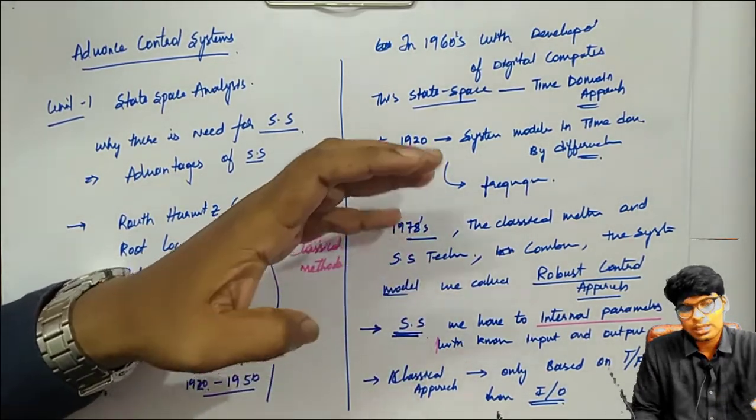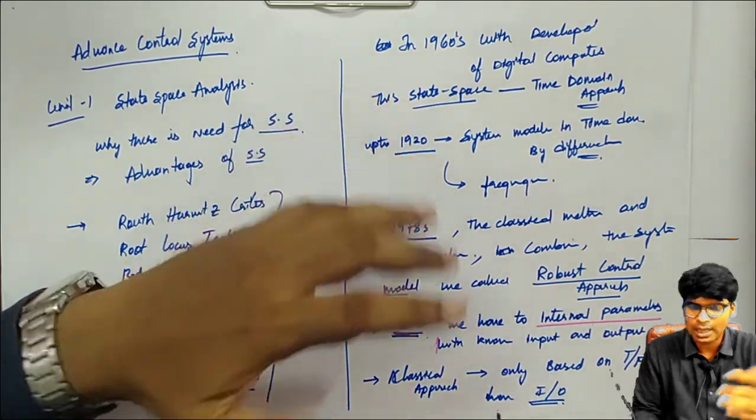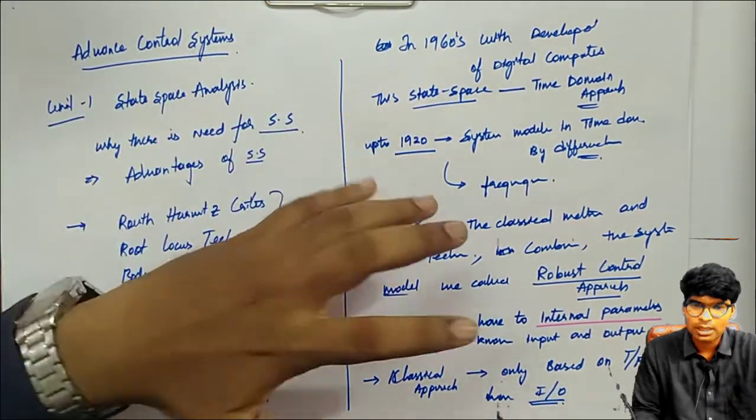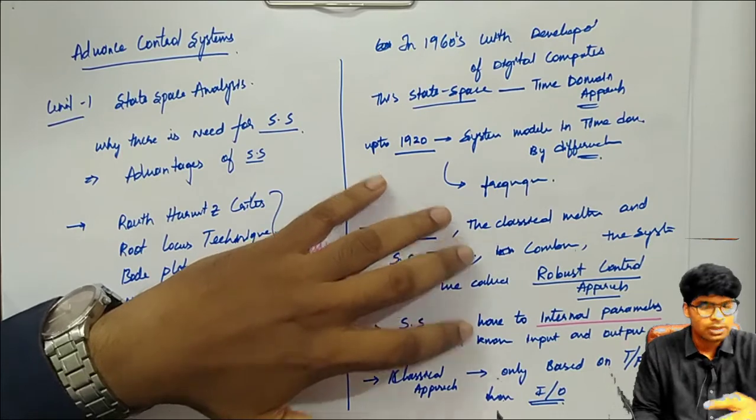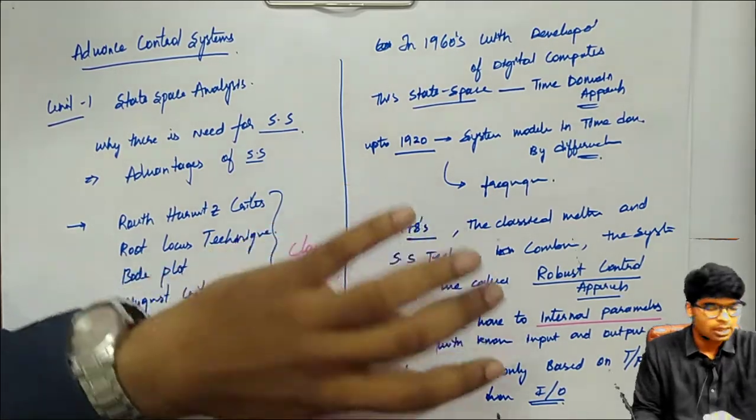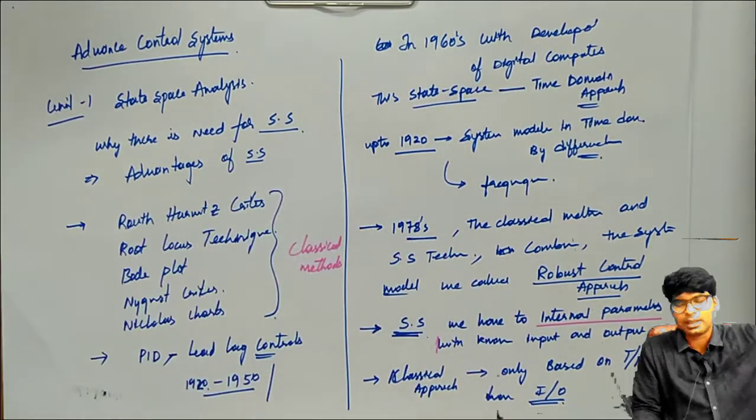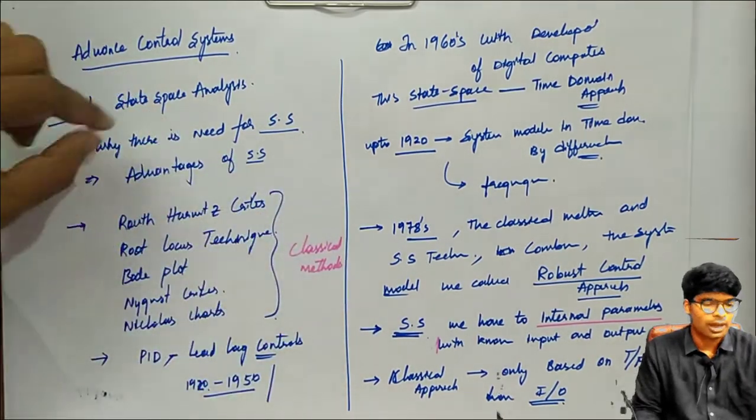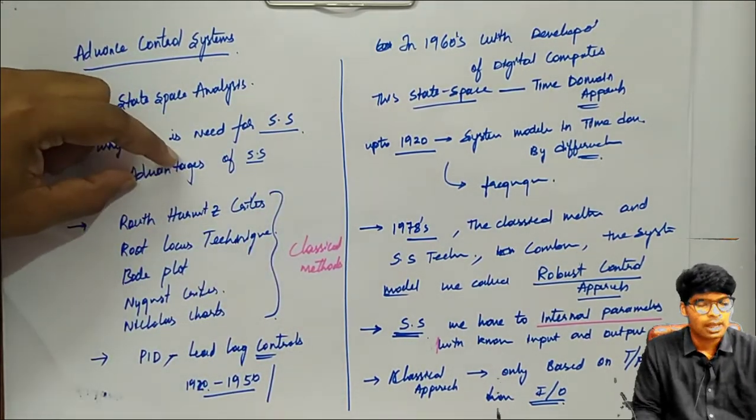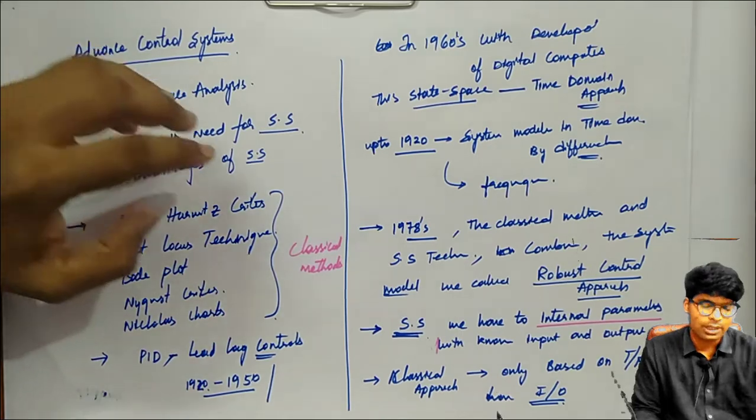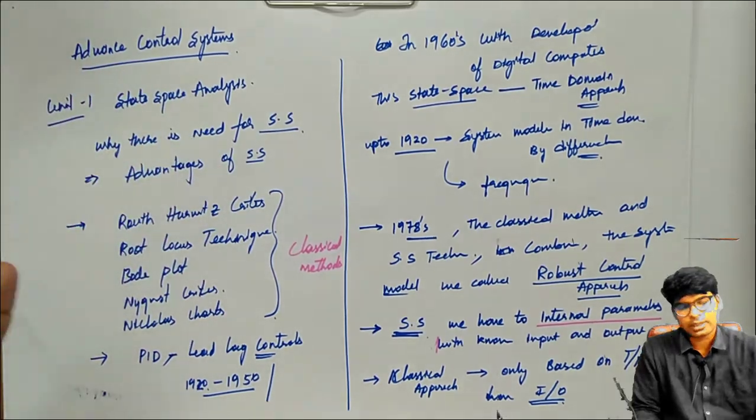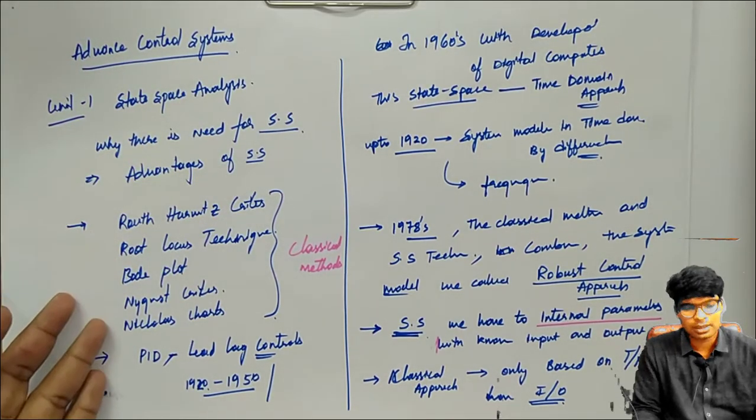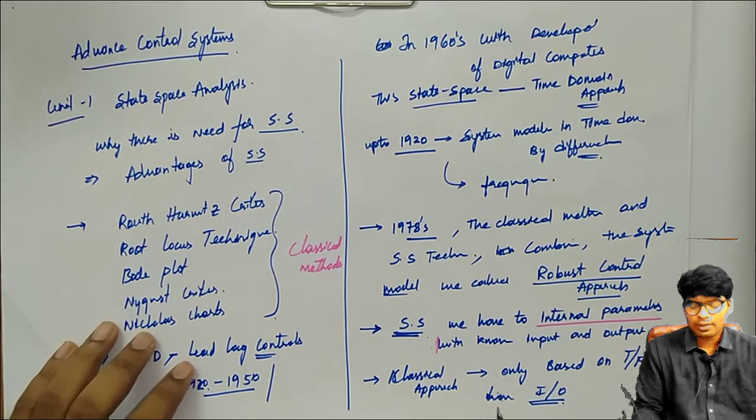We will deal with all these techniques. What are the defects in the classical approach and what are the advantages of state space analysis? We'll give a small example in the next class. In the next class, we'll deal with the advantages of state space techniques and the defects we found in the classical method, with one example.